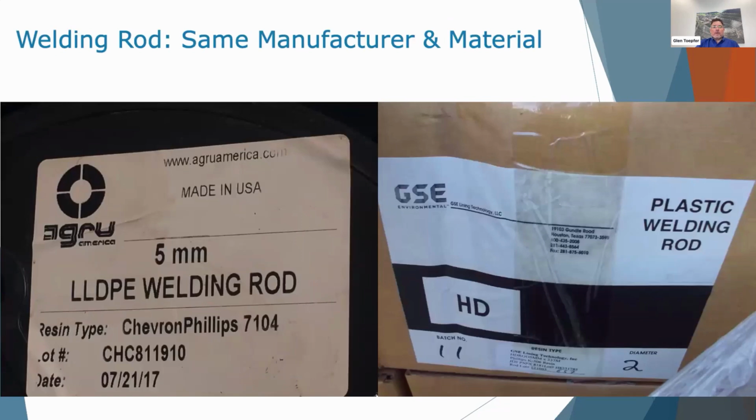Using the same welding rod. This is a specification you'll often see in the technical specs or the CQA plan: the welding rod must be of the same composition as the parent material, the geomembrane. Well, what does that mean? I've asked multiple people in the industry, people that are well known, and nobody will give you a solid answer on it. People will say, well, it just has to be HDPE if it's HDPE geomembrane, or LLDPE.